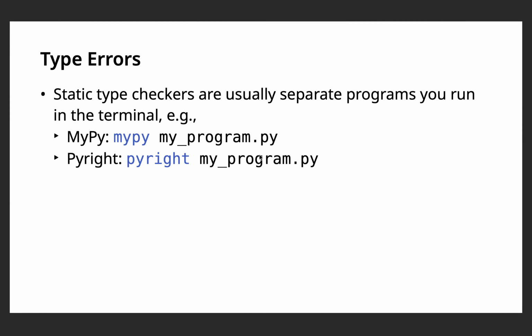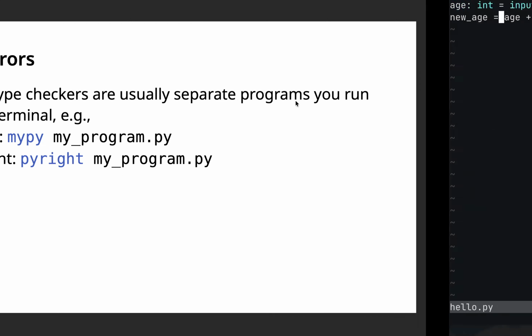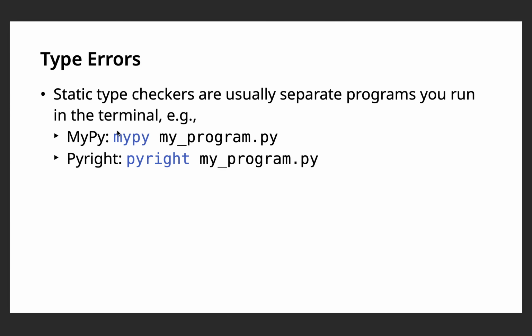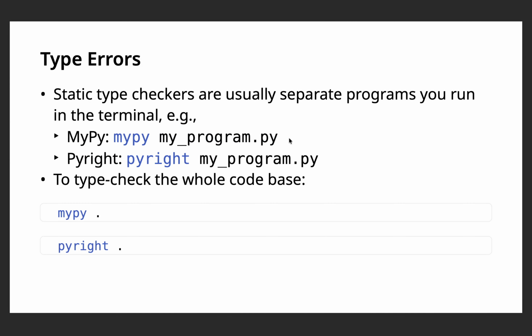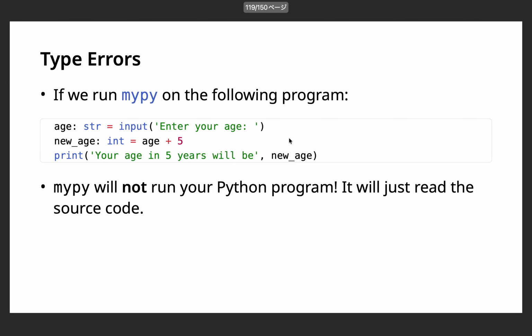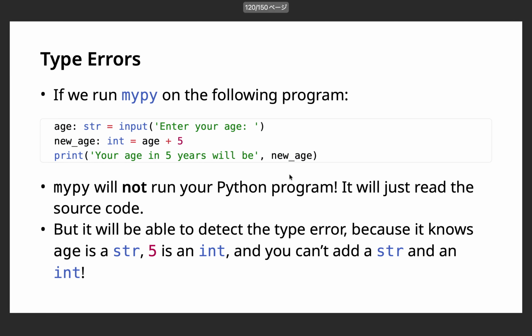Okay, if you have a static type checker, you can run it in a similar way to Python. The type checker, then your program. Whenever you run one of these static type checkers, they don't run the entire program. It just reads the source code as a string.